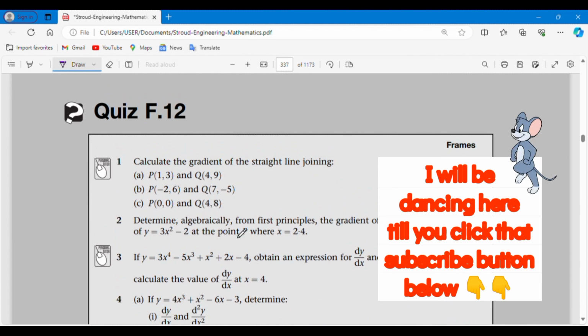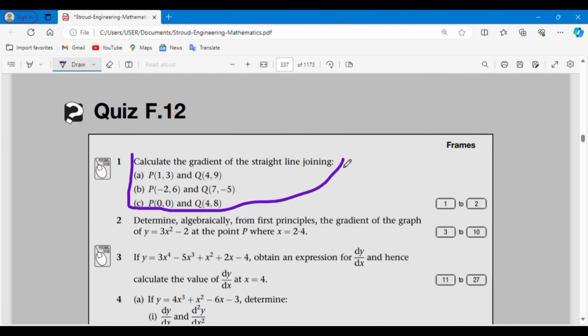So for the next time we are going to be meeting, solve this in your personal closet. Calculate the gradient of the straight line joining A, P of (1, 3) and Q of (4, 9). B, P of (-2, 6) and Q of (7, -5). C, P of (0, 0) and Q of (4, 8).